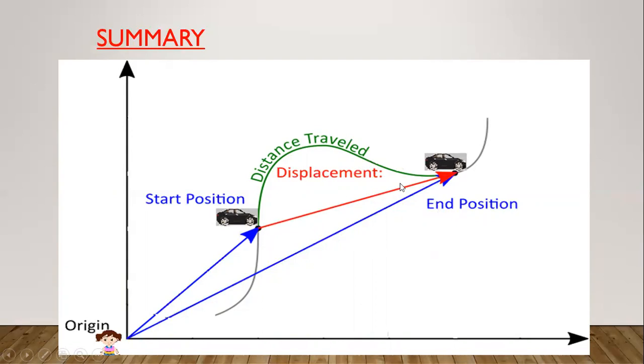This is the shortest distance. The length of the displacement vector is the shortest distance between initial and final positions. The distance traveled from initial to final position is the path length from here to here, and there are many paths that the car can take when it's traveling.